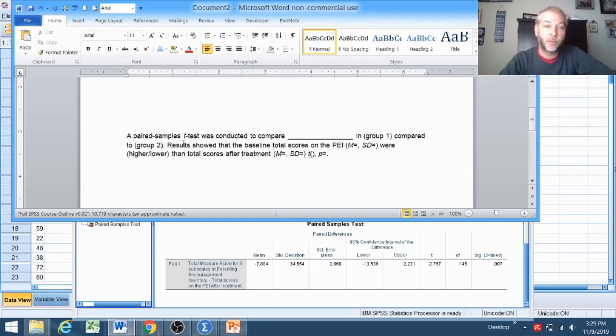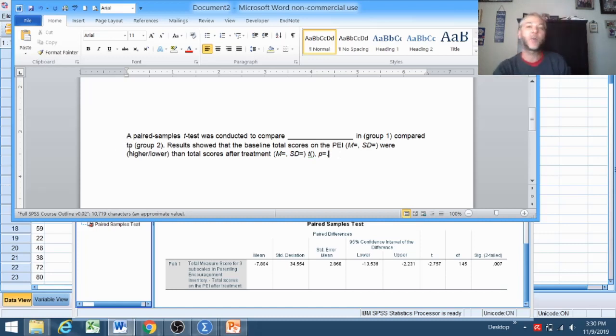And then again, much like we did in the previous write-up, results showed that baseline total scores on the PEI, and then we're going to give the mean and the standard deviation, were higher or lower than total scores after treatment. And then again, the mean and the standard deviation, and then we will give our results as far as the t-value, the degrees of freedom, and the p-value. So let's go ahead and finish this out.